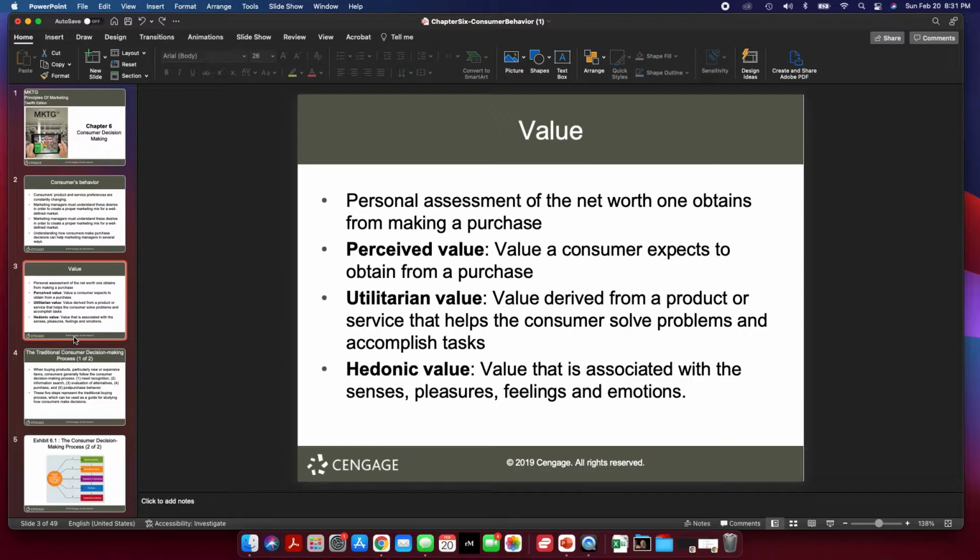We even have a hedonic value, right? This is value that is associated with the senses, pleasures, feelings, and emotions, right? This is value that is obtained by the senses, right? About pleasure, about feelings. Think about a vacation and the value you receive from having an awesome vacation, an awesome trip, versus the value that you perceive that you don't get when it rains or you have a bad time, right? It's a very, very common value model.